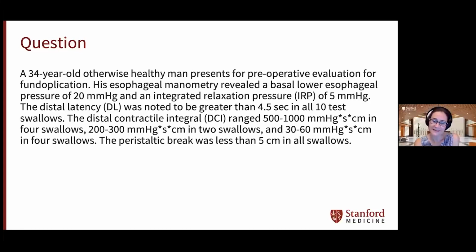And then the last part is giving you a range for distal contractile integral. So the distal contractile integral is basically how strong the esophageal contractions are. And what this is telling you is that 500 to 1,000 millimeters of mercury times second times centimeters, basically the volume of the mountain that the esophagus is sort of creating, that's normal. So it's saying 4 swallows are normal, 200 to 300 is weak. So 2 of those are weak, and then 30 to 60 is absent. That's sort of not enough to be counted. So in this case, they're telling you that 60% of the swallows are weak or absent, and 40% of the swallows are normal.